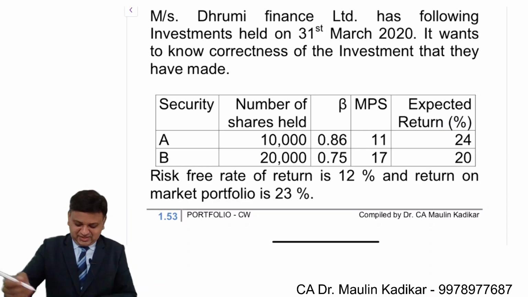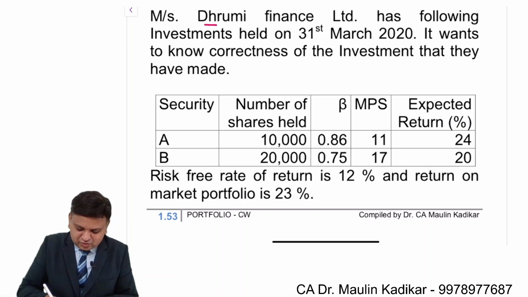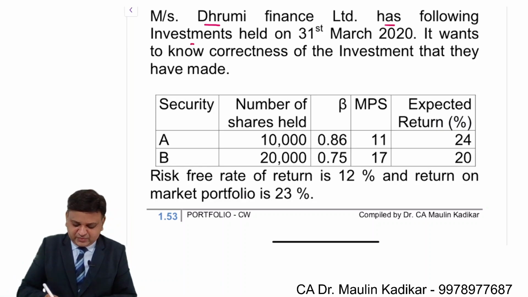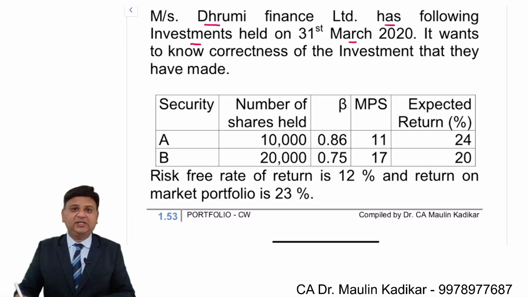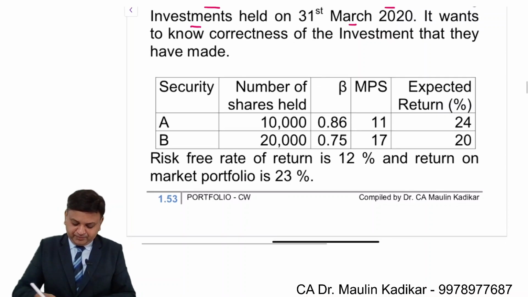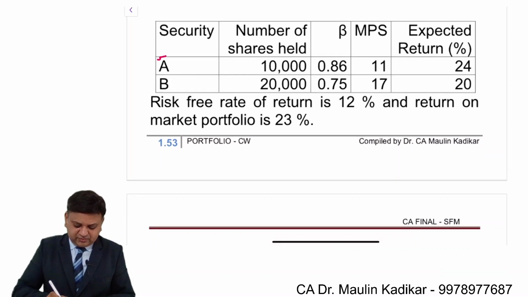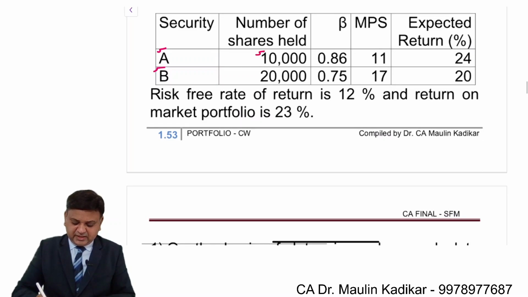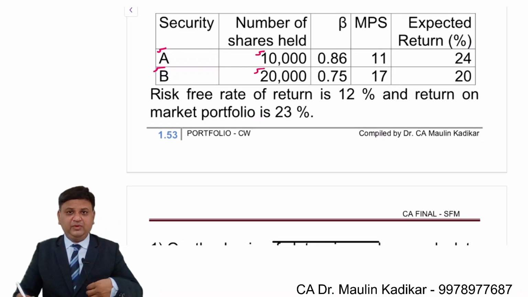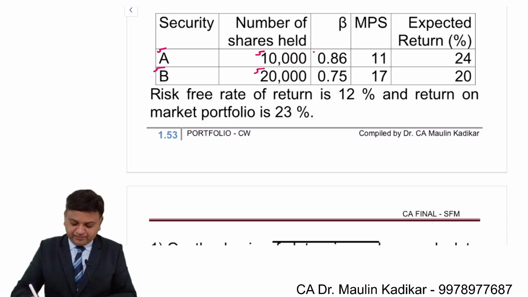Let us see the next question. Mrs. Dhrumi Finance Limited has the following investment held on March 31st, 2020. It wants to know the correctness of the investment that they have made. There are two securities in which the investment is made. The number of securities held by the investor, that is Dhrumi Finance, is provided to us.